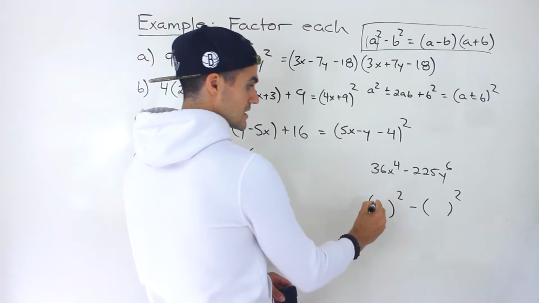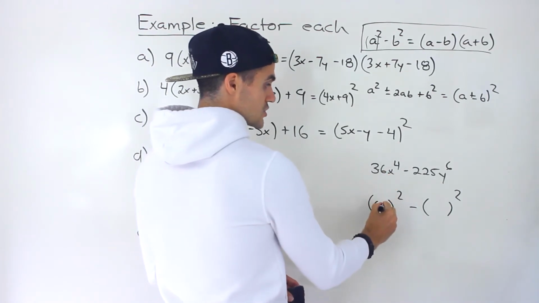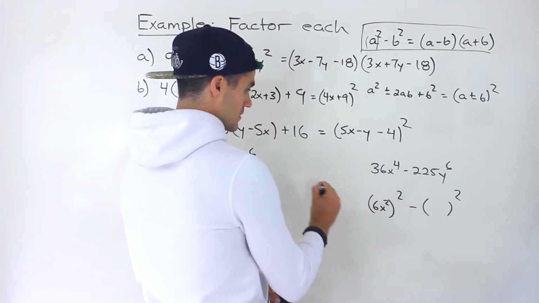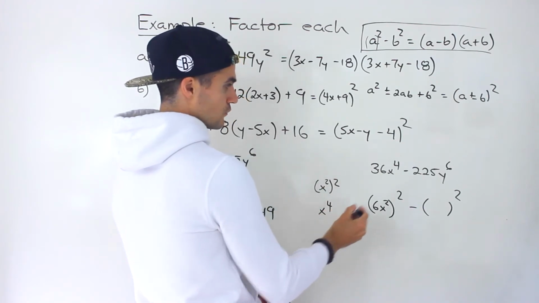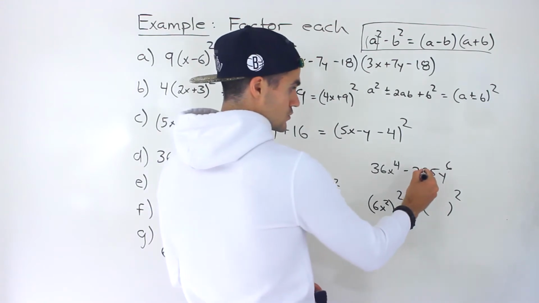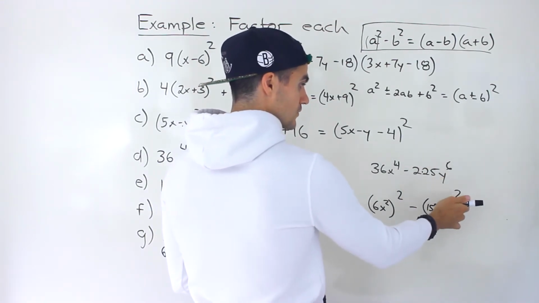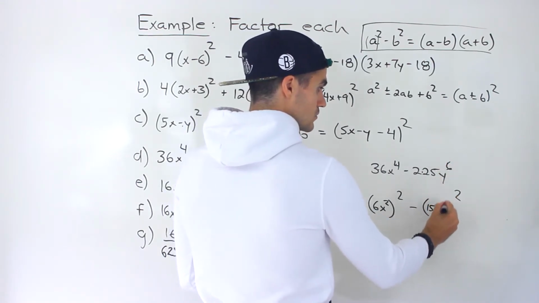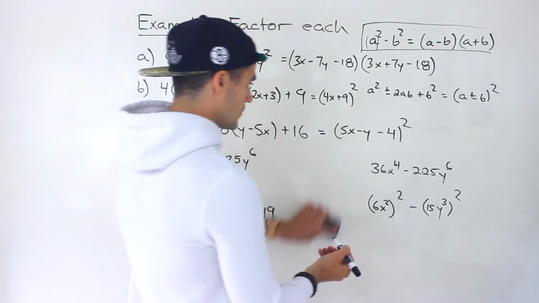What's the square root of 36? 6. The square root of x to the 4 is just x to the 2, right? Because notice x squared squared would give us x to the 4. It's like we're taking this and dividing it by 2 to get that. And then 225, the square root of that is 15. Y to the 6, if we take out this 2, over here it's like we're taking the 6, dividing it by 2, which would give us y to the 3.